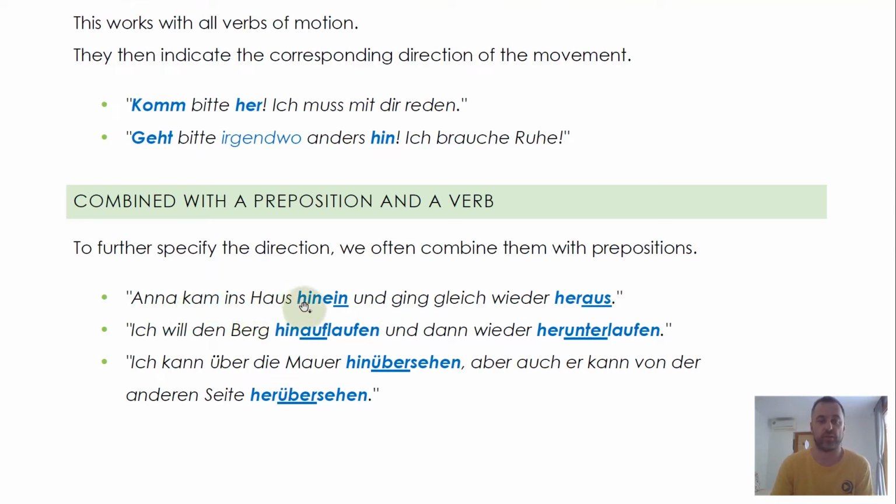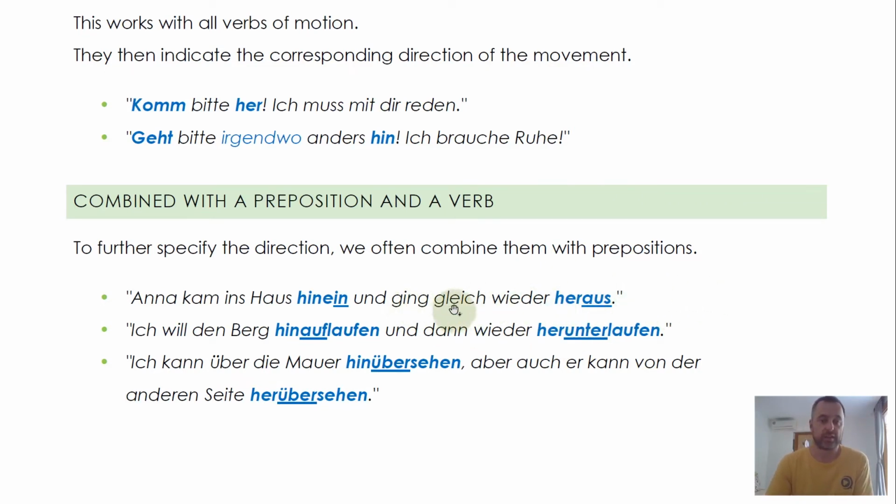Anna kam ins Haus hinein und ging gleich wieder heraus. That means Anna came into the house. In English, you can't do that here 100% because it's redundant. Anna came into the house, ins Haus hinein. We highlight here that she came from outside and moved to the inside. Und ging gleich wieder heraus, and immediately left. So left, went outside. Ging heraus, went outside.